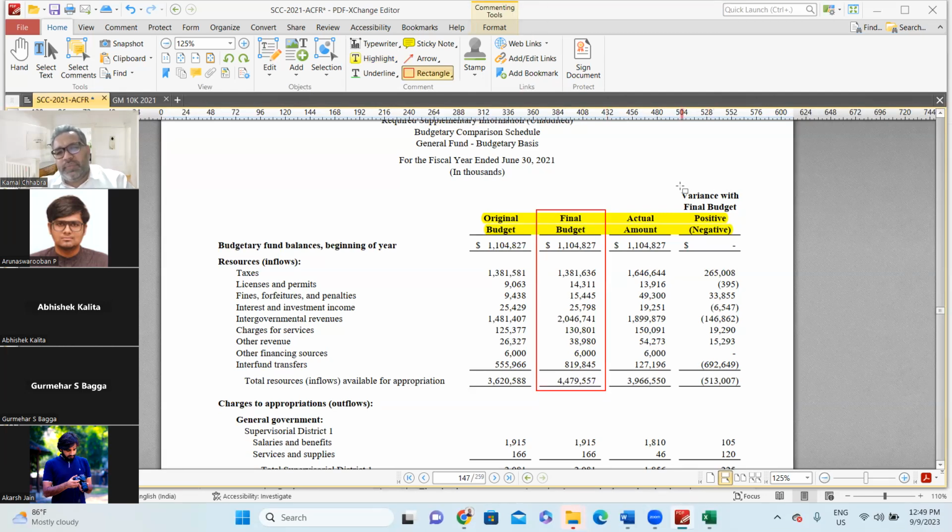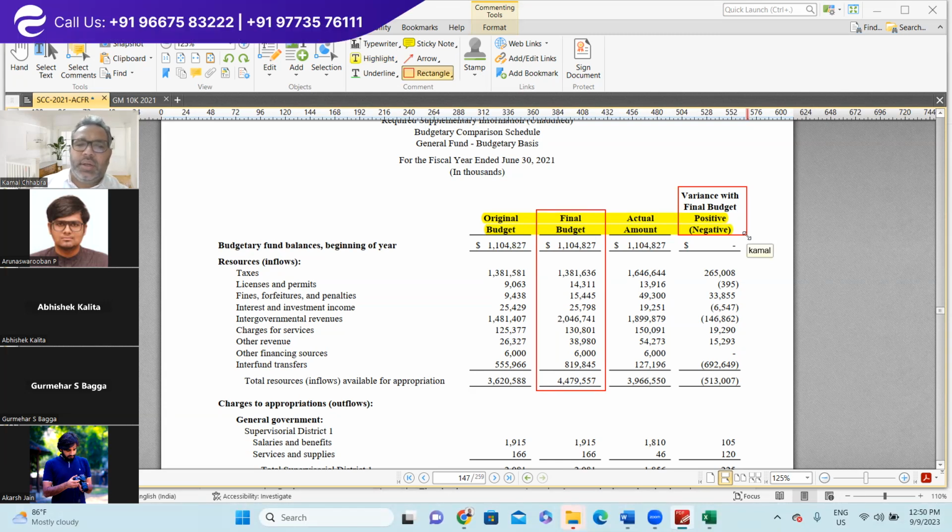The variance here is between the final budget and the actual, not the original budget. So when you are doing the variance analysis, it has to be the final budget versus actual. But when changes are made from the original budget to the final or revised budget, they have to go through the internal approval process.